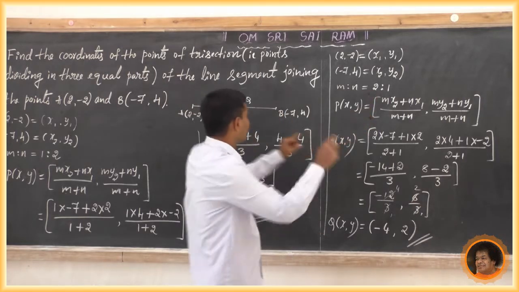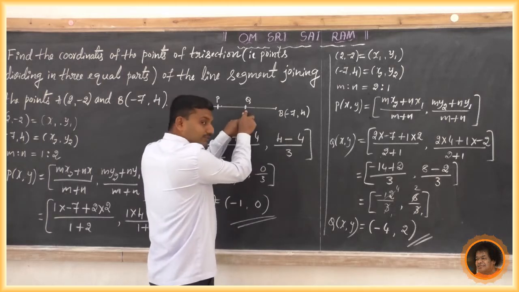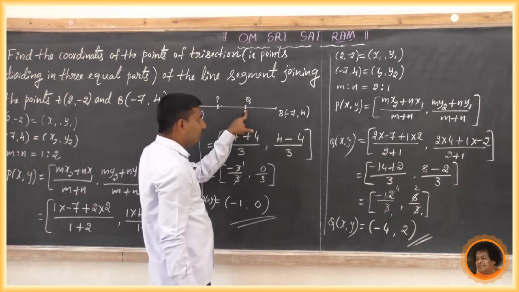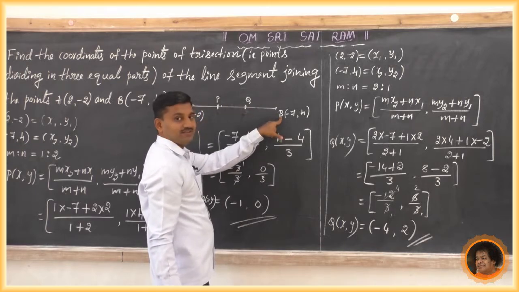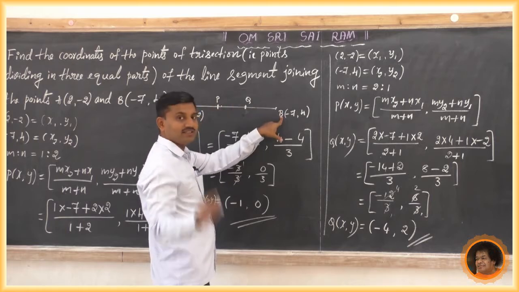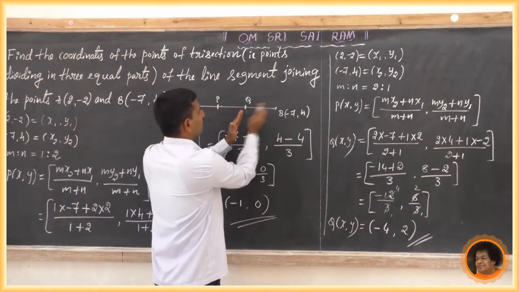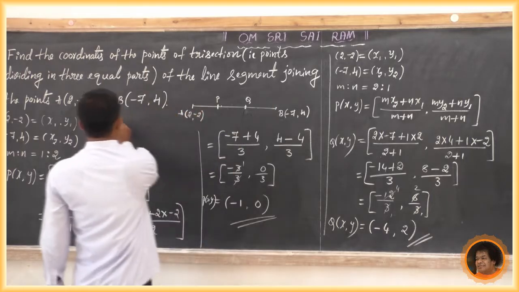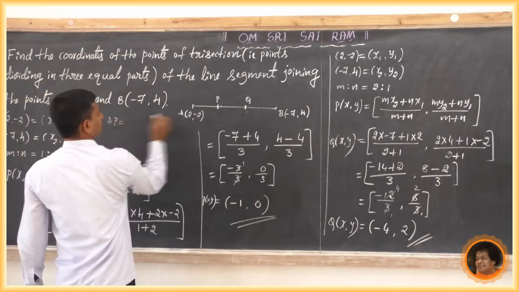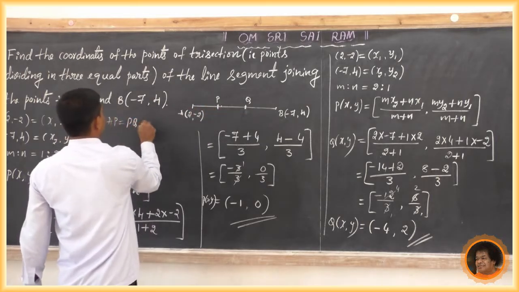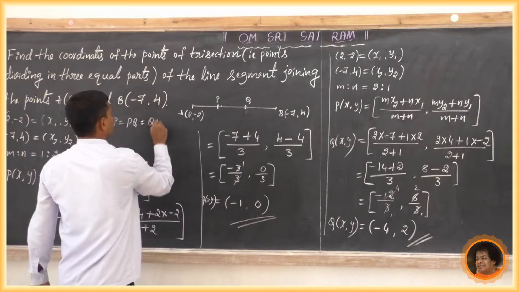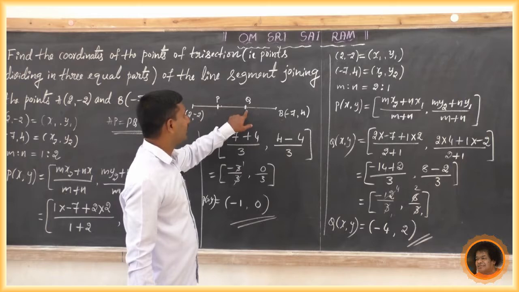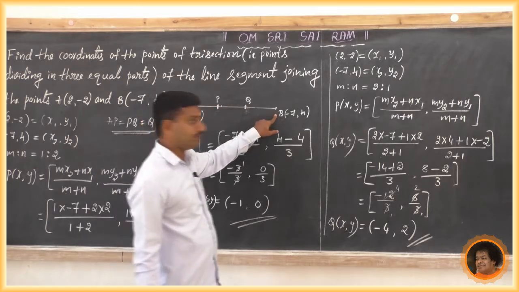Or one more method: by using the midpoint formula we can find the coordinates of the point Q. Q divides PB in the equal ratio. Why? Because PQ equals QB. So here AP equals PQ equals QB. So this is the condition. Trisection means equal parts. Or Q is the midpoint of PB.